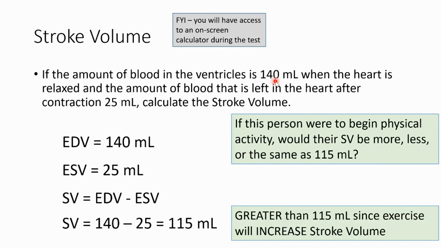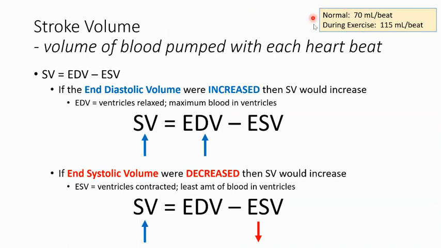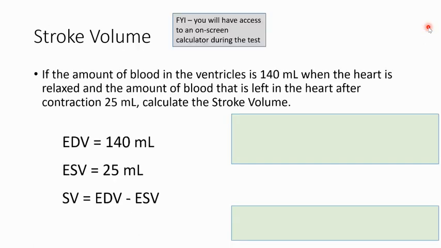If a person begins physical activity, their stroke volume is going to increase. The amount of blood leaving the heart with each beat will increase. So it will be greater than 115, since exercise increases stroke volume. Again, I'm not going to ask you to know the numbers, but you should know that exercise is going to result in an increase in stroke volume.